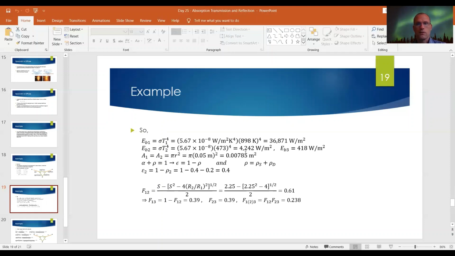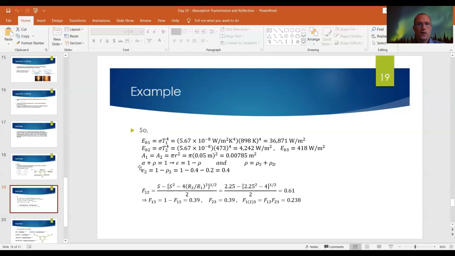That gives me an E_b2 of 4,242, and then E_b3 is 418. Again, doing the same thing, the surroundings are at 20 degrees, so 293 to the 4th power times 5.67 times 10 to the negative 8. So again, temperature 20 degrees, convert to Kelvin, 4th power, times 5.67 gives me this value here. The area of the two discs is pi r squared. They both have 10 centimeter diameters, so pi times 0.05 squared gives me that area.